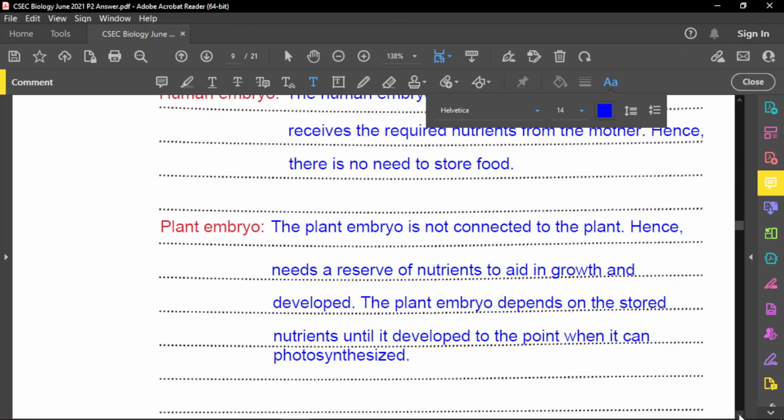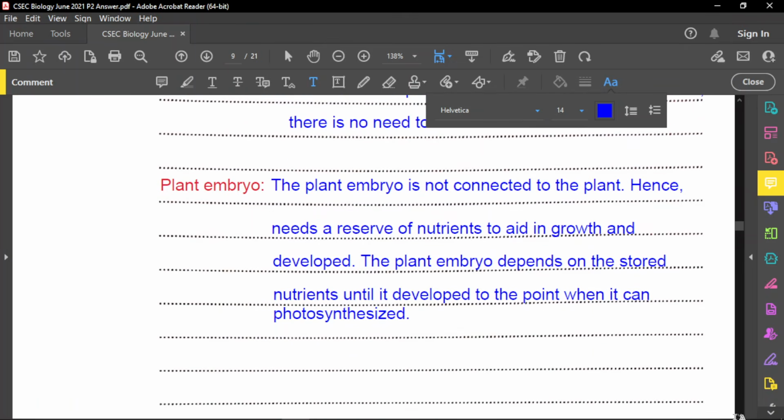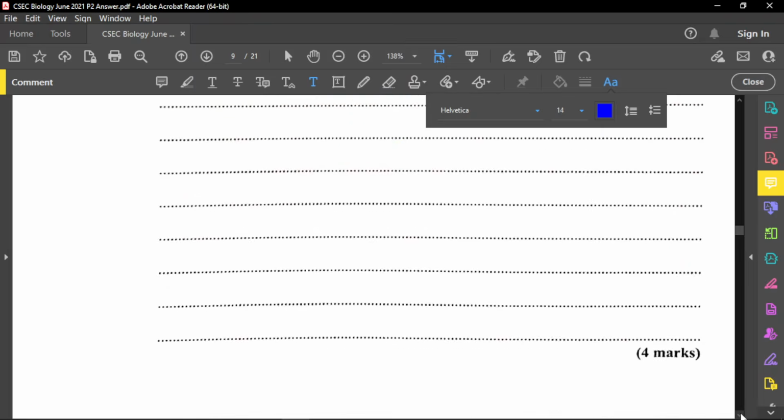So again, the plant embryo is not connected to the parent plant, so it depends on the food that is stored in the seed. And I think that's a 4 marks question. I'm almost sure. Yeah, it's 4 marks.